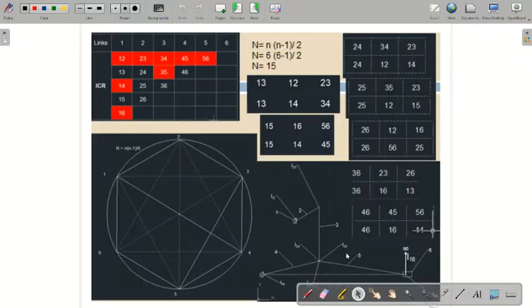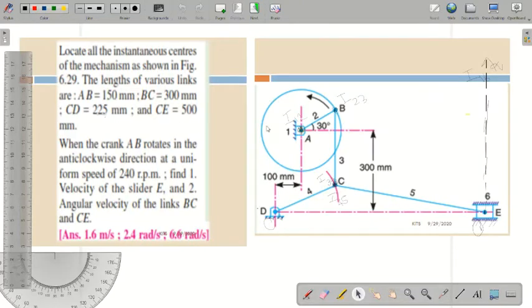Okay, so 16 is over. We have to see whether we can mark any other centers or not. I will tell you one more center.